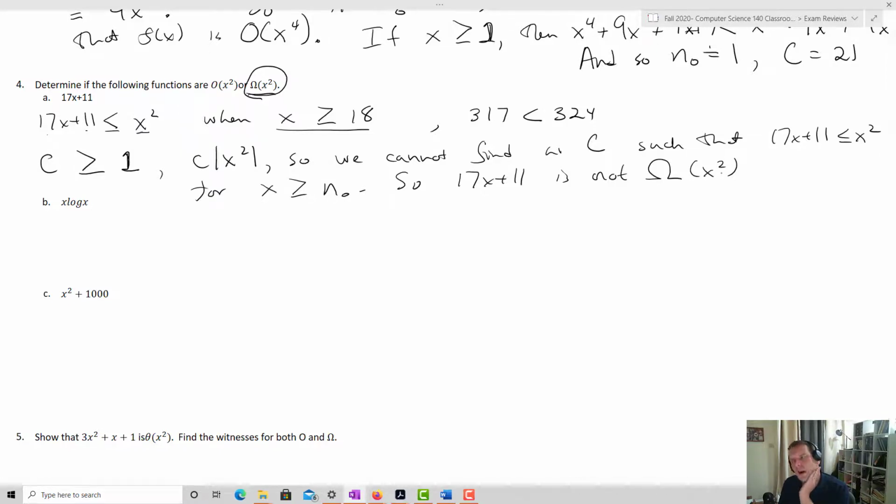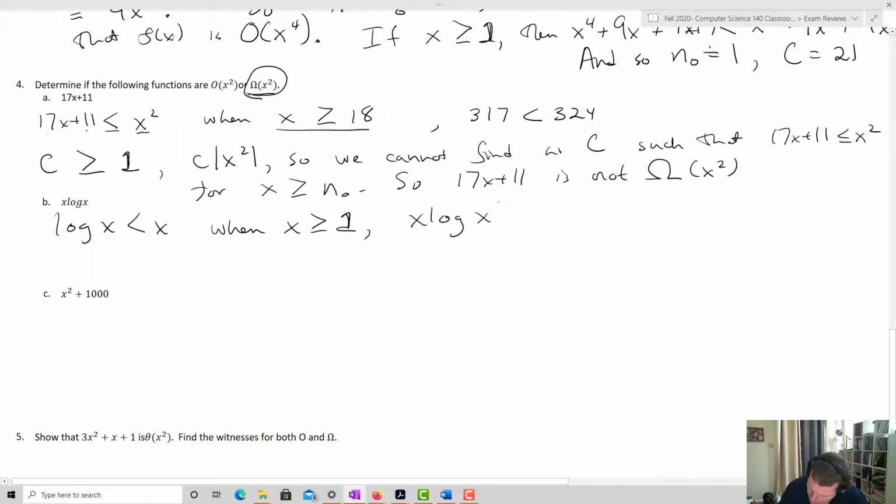What about x log x? Okay? Well, let's take a look at this. x log x. Well, first, we know that log x is less than x when x is greater than or equal to 1. So what we'll do is we'll just multiply both sides by x. So x log x is going to be less than x squared when x is greater than or equal to 1. So x log x is, in fact, O of x squared.